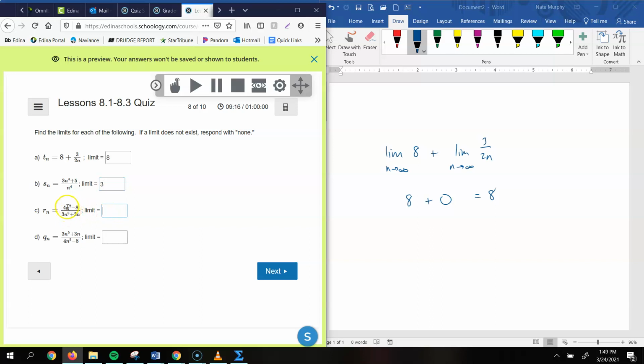All right, so for the next one, we have 4n squared minus 8 over 5n to the 5th plus 3n. So the degree is smaller on top. Remember, whenever that happens, the limit would be 0.